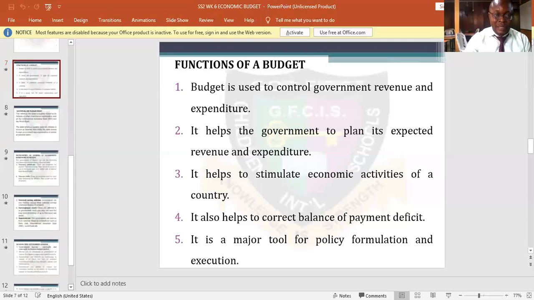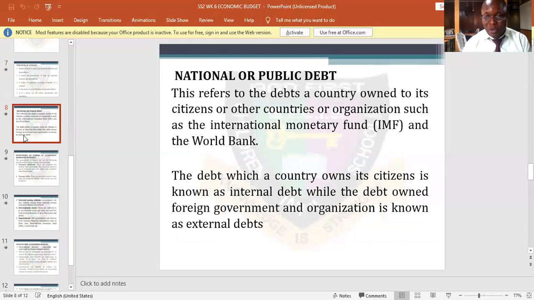Then we want to look at the next one, national or public debt. You can call it public debt or national debt. When I'm talking about debt, debt refers to the debt a country owes to its citizens. If the country owes its citizens, that is internal debt, and if it owes other countries or organizations, that is external debt. So national debt can be defined as a debt a country owes to its citizens or other countries or organizations, like the International Monetary Fund, which I've talked about, and World Bank.